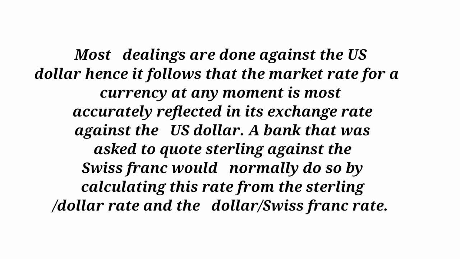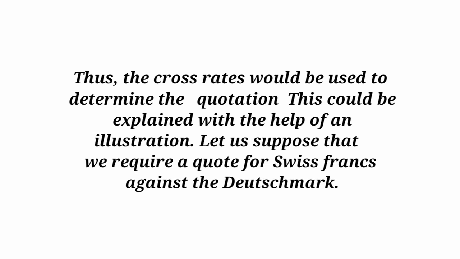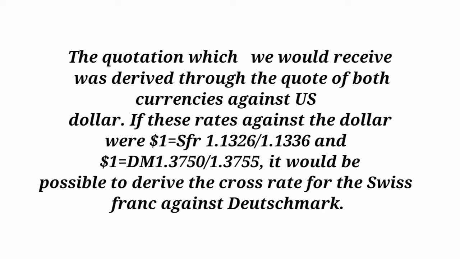A bank that was asked to quote sterling against the Swiss franc would normally do so by calculating this rate from the sterling dollar rate and the dollar Swiss franc rate. Thus, the cross rates would be used to determine the quotation. This could be explained with the help of an illustration. Let us suppose that we required a quote for Swiss franc against the Deutschmark. The quotation which we would receive was derived through the quote of both currencies against the US dollar.